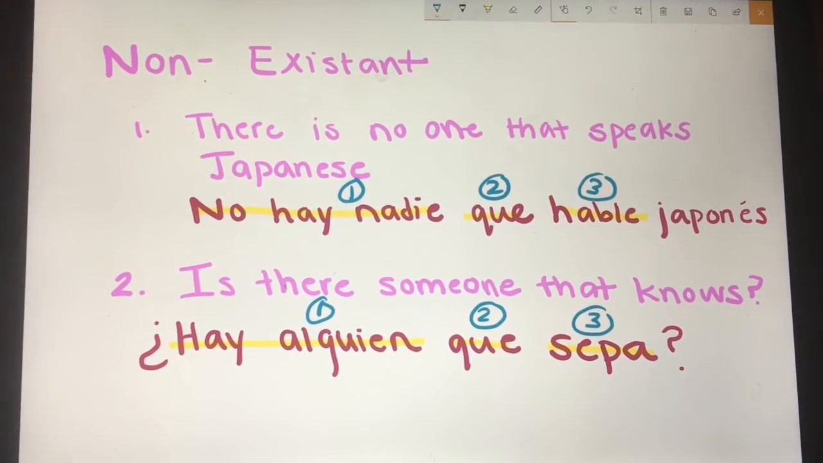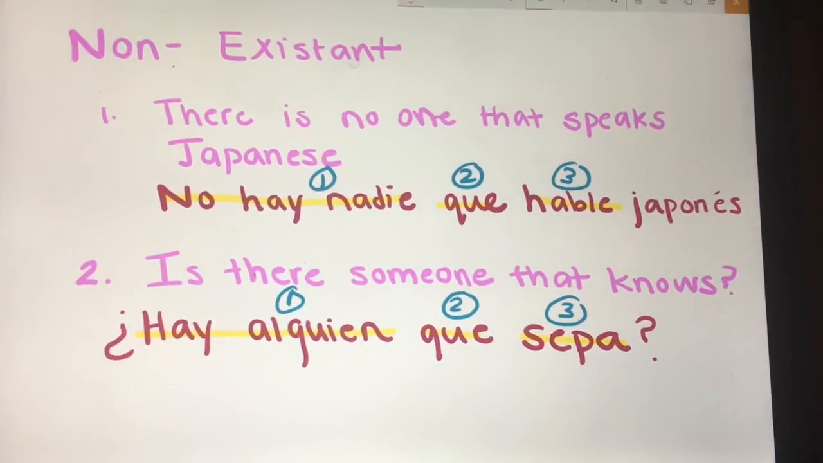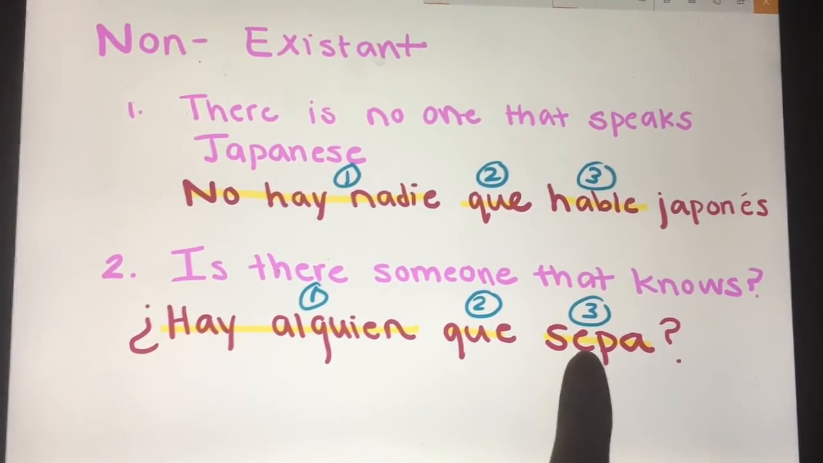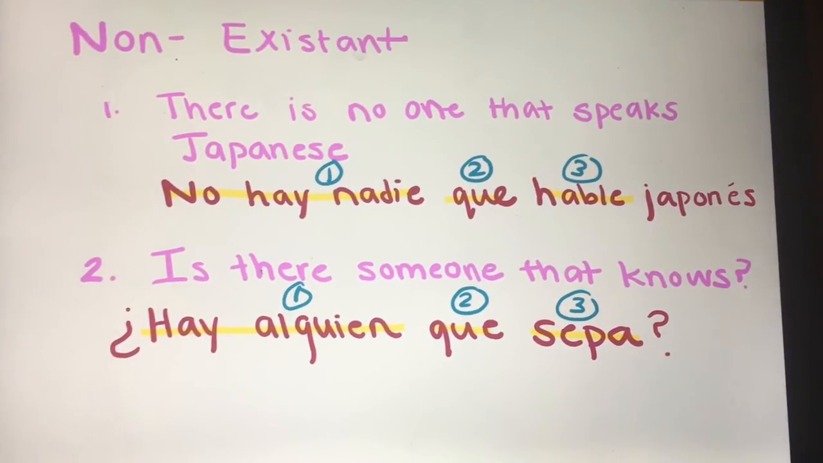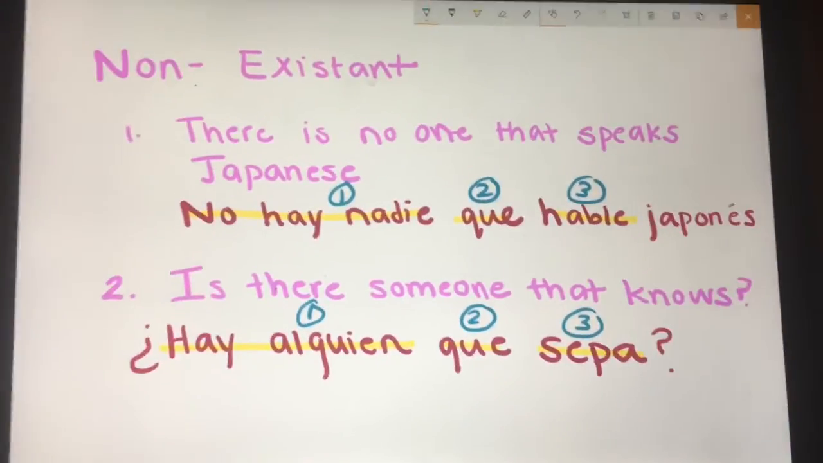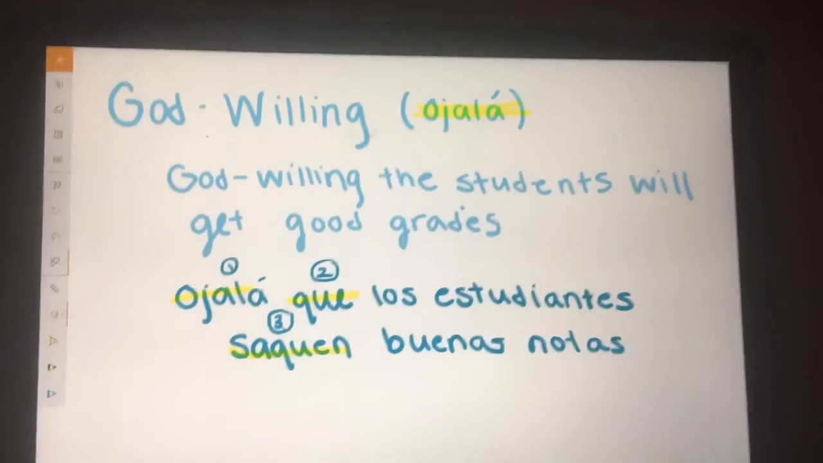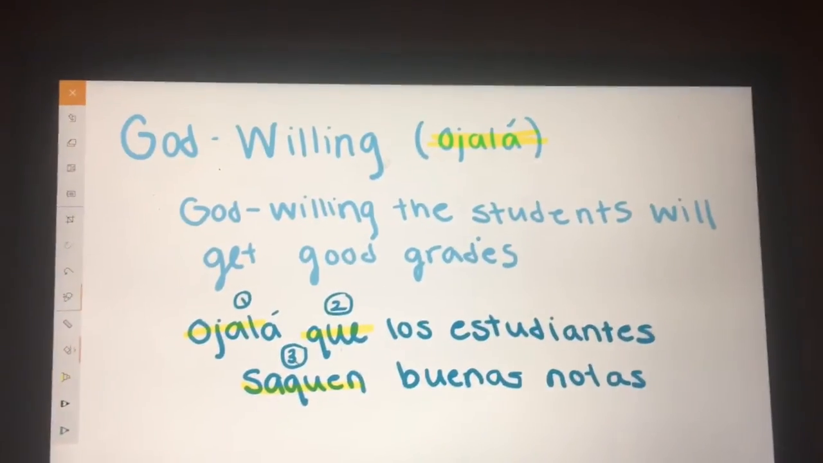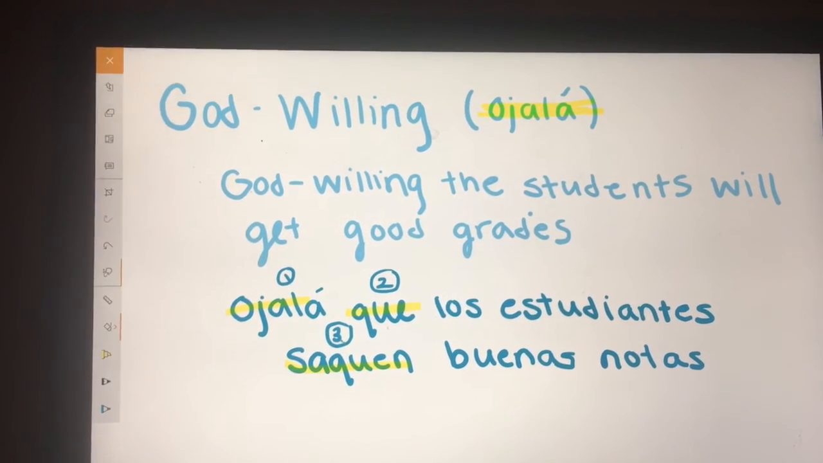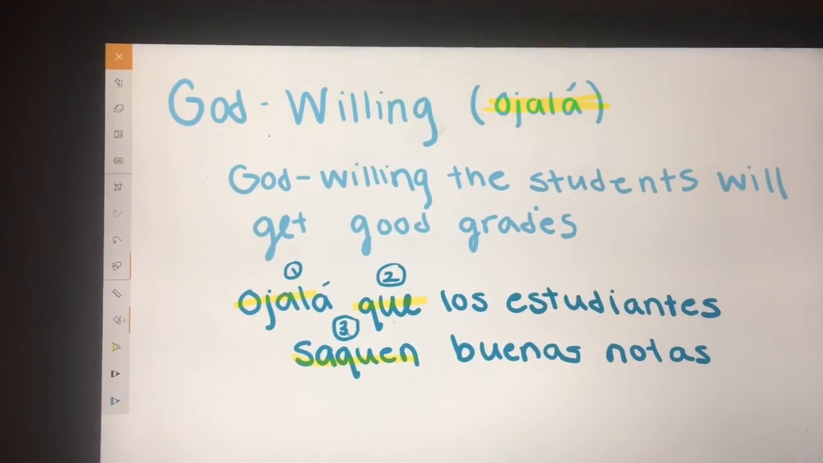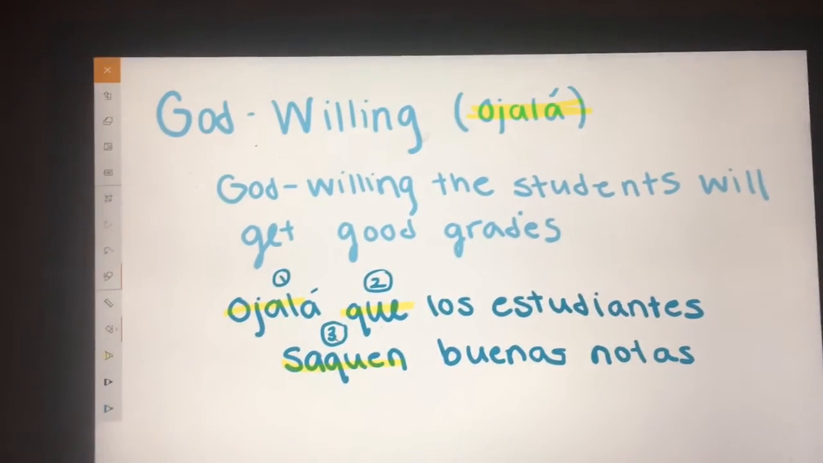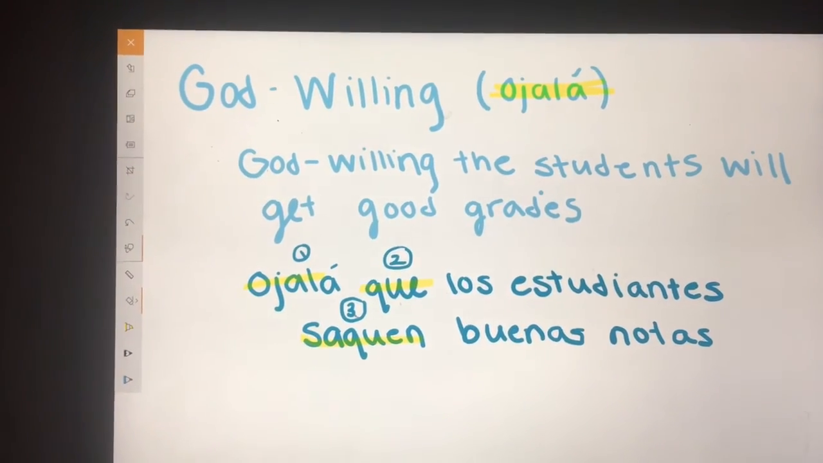So to know is saber, but if you remember, it's an irregular, it's part of dishes. It takes the form sepa. So is there someone that knows? Hay alguien que sepa. And the final part of the acronym WEIRDO is the phrase God willing, which is ojalá. It can also be translated as hopefully. So the example I chose to use was, God willing, or hopefully, the students will get good grades.